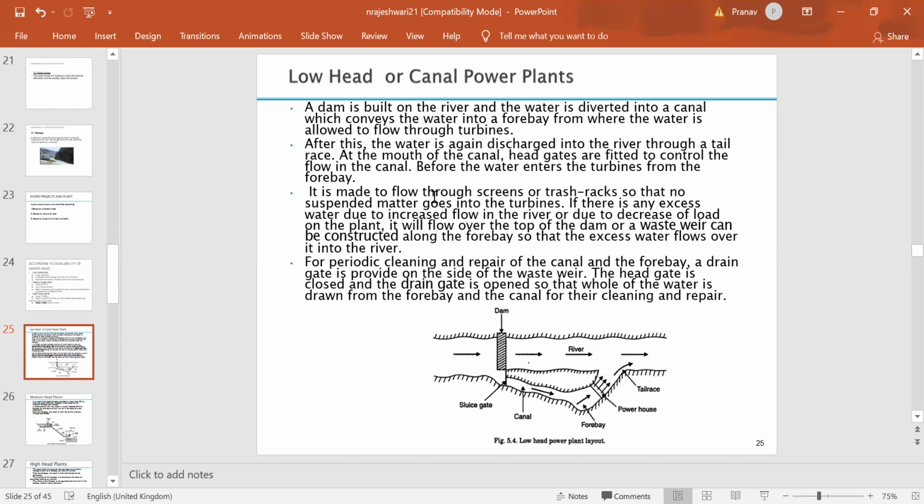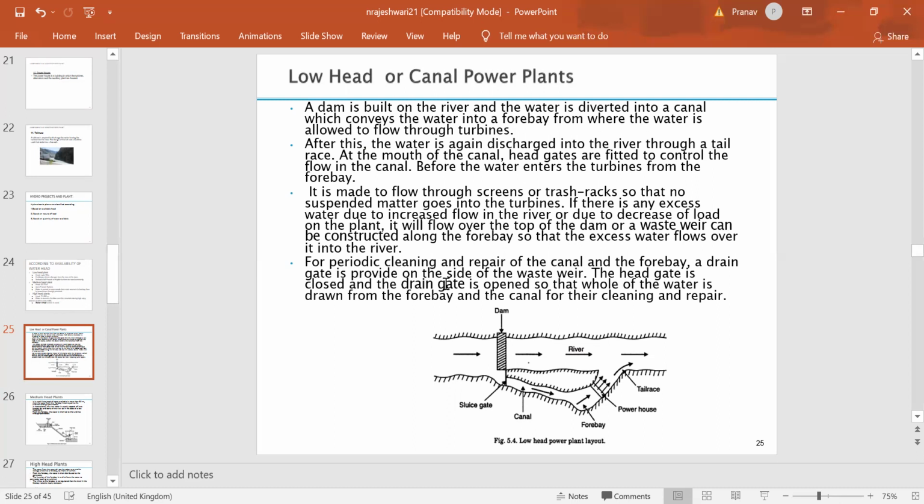It is made to flow through the screens or trash racks so that no suspended matter goes into the turbines. If there is any excess of water due to increased flow in the river or due to decrease in the load on the plant, it will flow over the top of the dam, or a waste weir can be constructed along the forebay so that the excess water flows over it into the river.